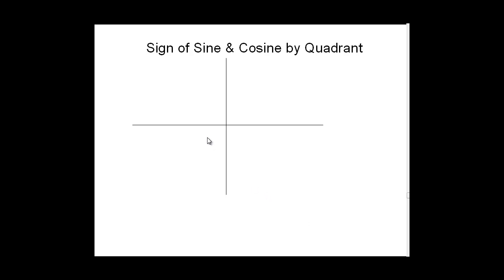Now if you're looking at the positive and negative components of sine and cosine, cosine is the first value in a point because it has x in it. Sine is the second value because it has y in it. So in the first quadrant, since your radius is always positive, you're always going out. In the first quadrant, cosine is positive, that's the first number, and the second number is positive, so sine is positive.